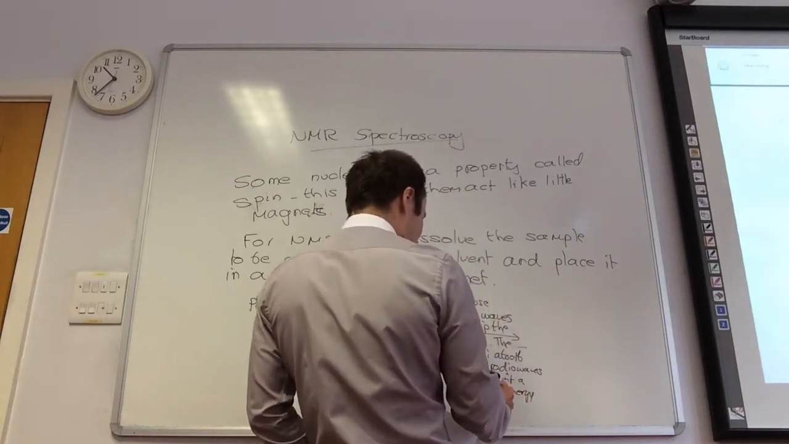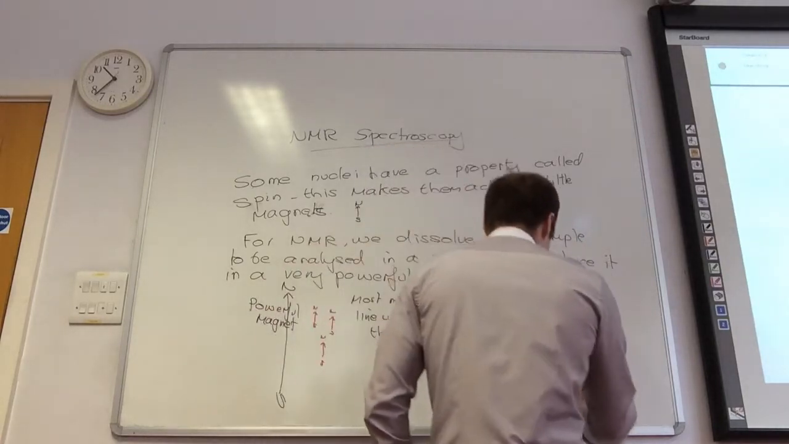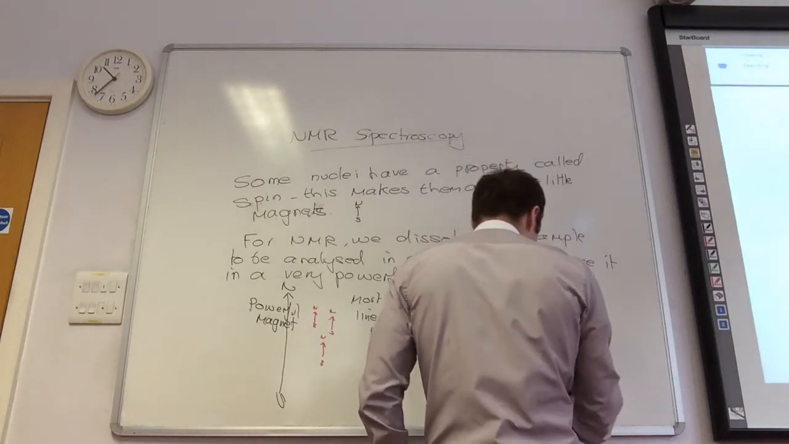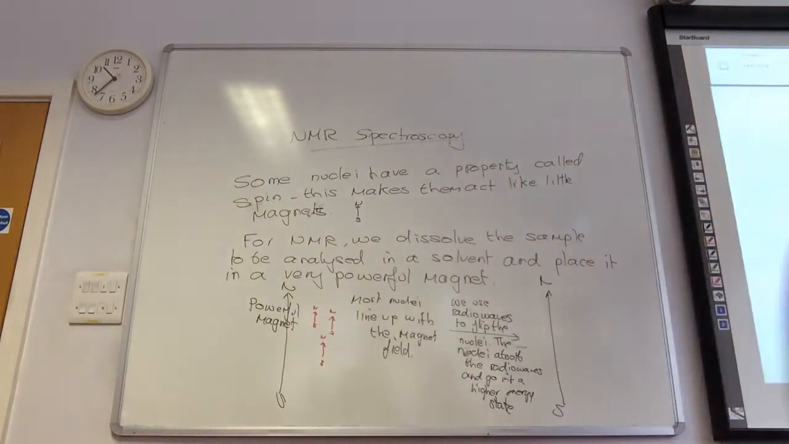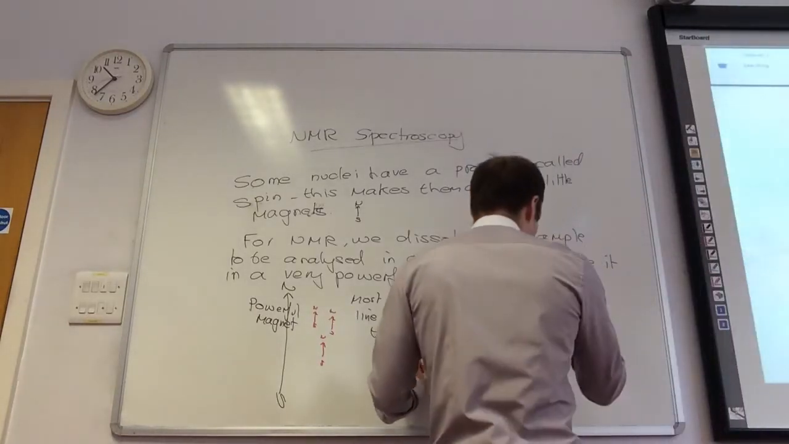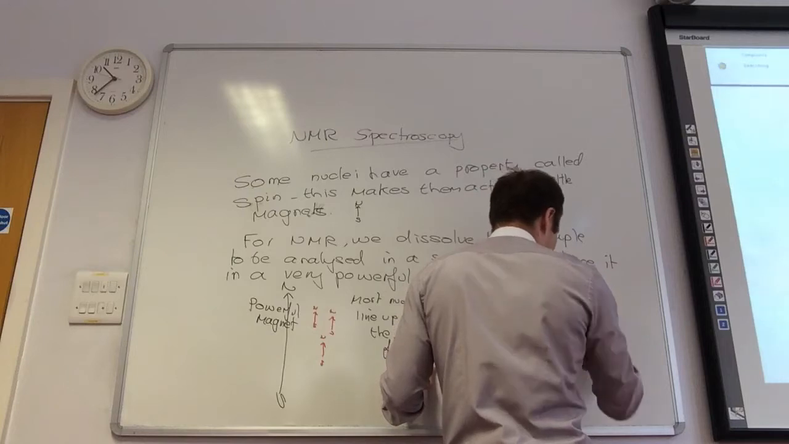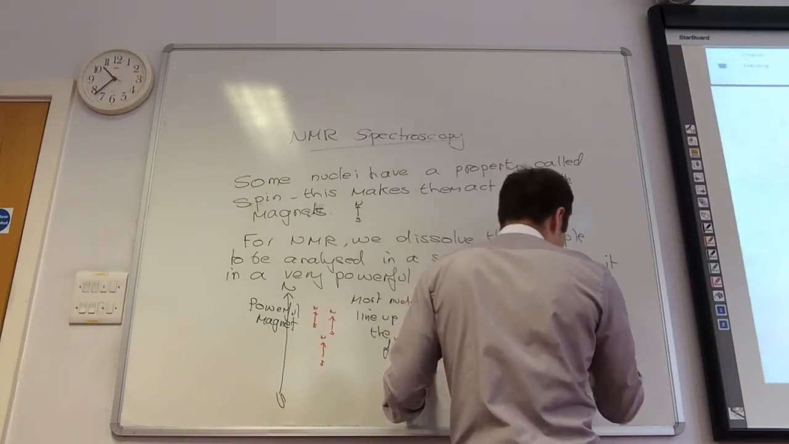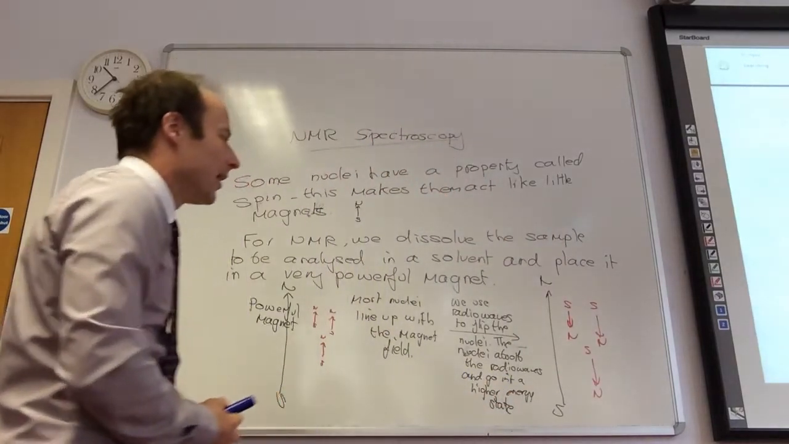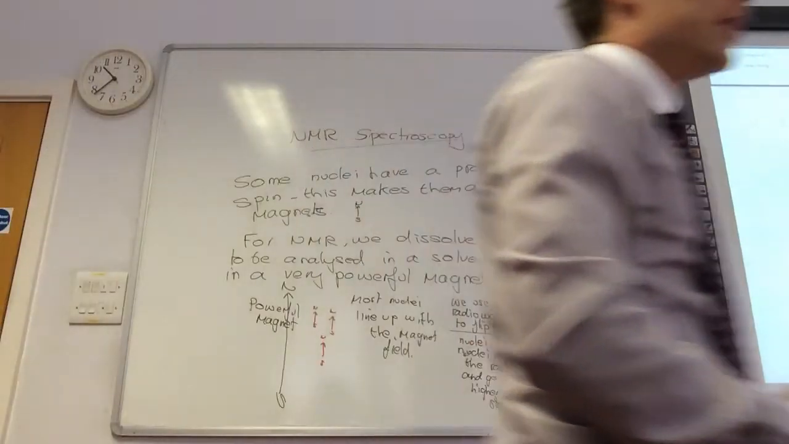Flip the nuclei? What do you mean? Okay, so I'll show you. Turn them over, so that's my powerful magnet. Now they flip the other way. They now act in the opposite way to the magnetic field, so they've gone into a higher energy state. They're no longer lined up.